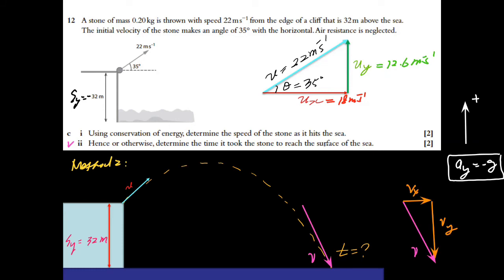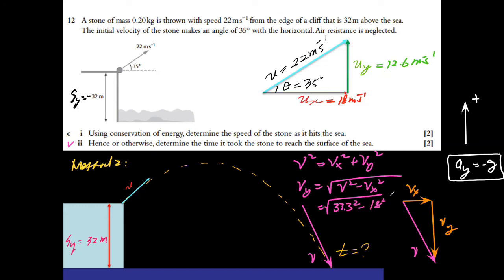We're going to use the second method. Final velocity squared equals vx squared plus vy squared. And final velocity in y component vy equals the square root of v squared minus vx squared. Plug in the values. Final velocity is 33.3 squared minus x component 18 squared. That gives us 28 meters per second. As upward is a positive reference and the object is moving downward, the final velocity in y component as a vector is minus 28 meters per second.